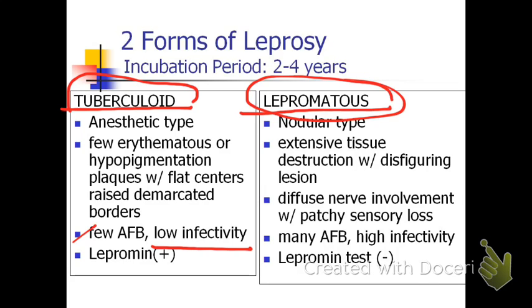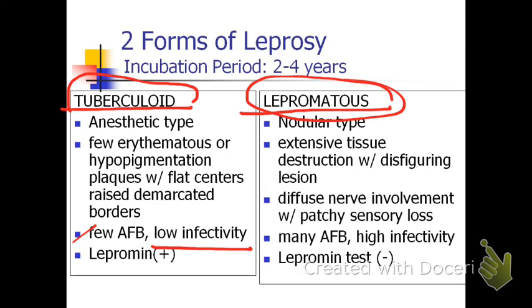On the other hand, the nodular type would have extensive tissue destruction with disfiguring lesions. That's the reason why, if you have the lepromatous form of leprosy, you have to place patches on the lesions. You have to wear rubber shoes. You have to apply bandages, because there's a chance that the skin, or let's say if the ear is infected, could be detached from the body. You do not want that to happen while you are walking, saying, "Oh, that's my ear, or that's my nose." So you need to apply bandages.